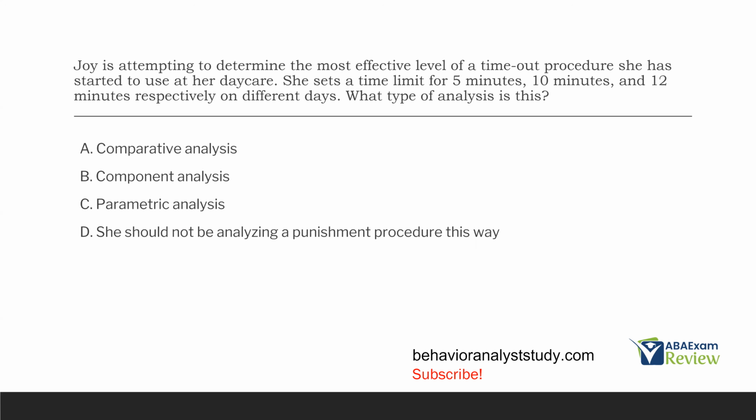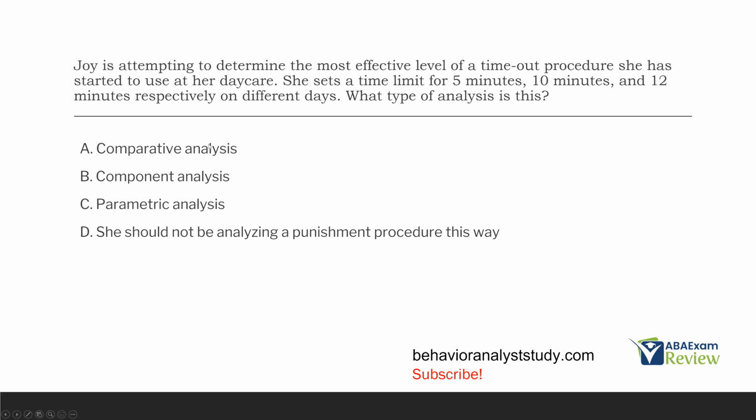In this case, Joy is doing what? Well, she has her timeout procedure, so she has her intervention, and she's using different times, 5 minutes, 10 minutes, 12 minutes on different days. So she's trying to figure out what is the best amount of timeout needed. What is the dosage I need of the timeout? What kind of analysis is that?